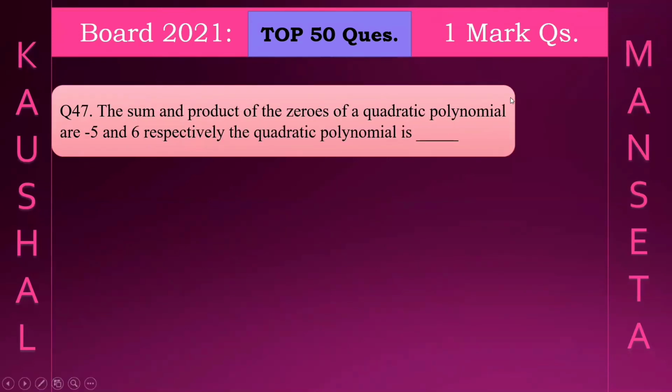Next, question number 47. The sum and product of the zeros of a quadratic polynomial are -5 and 6 respectively. The quadratic polynomial is, so what is the standard form of a quadratic polynomial whenever sum and product are given? We know that p of x is equal to x square plus alpha plus beta, where alpha plus beta is the sum of the zeros, x plus alpha beta, where alpha beta is the product of the two zeros. It is true for quadratic polynomials.